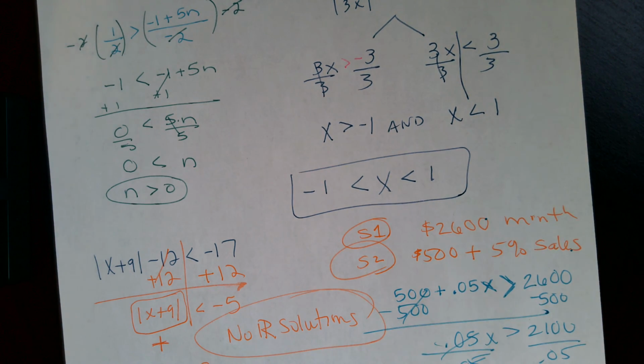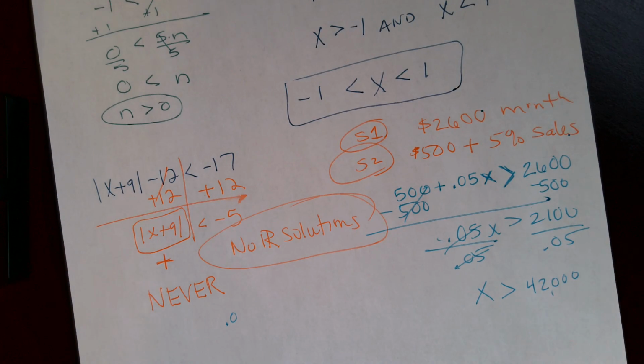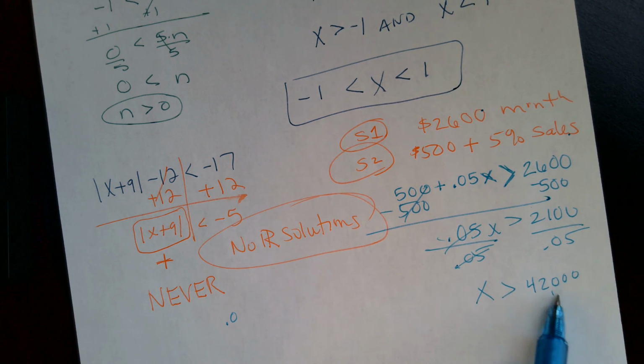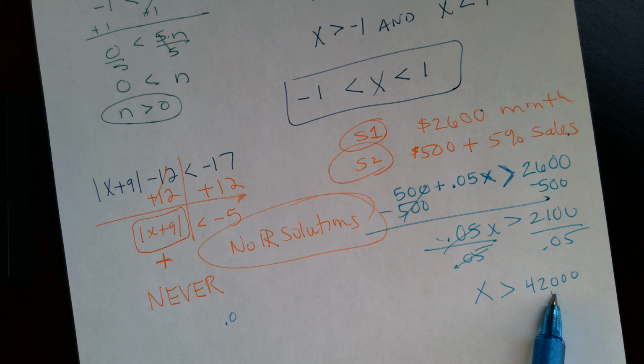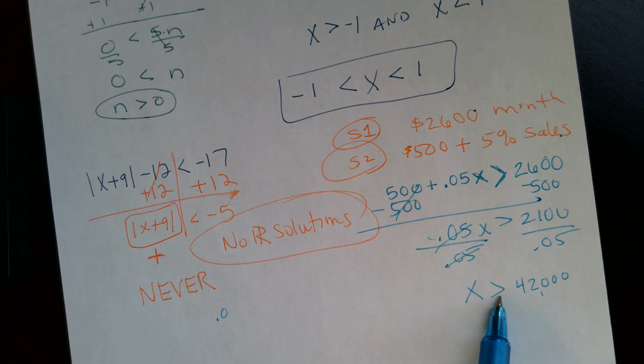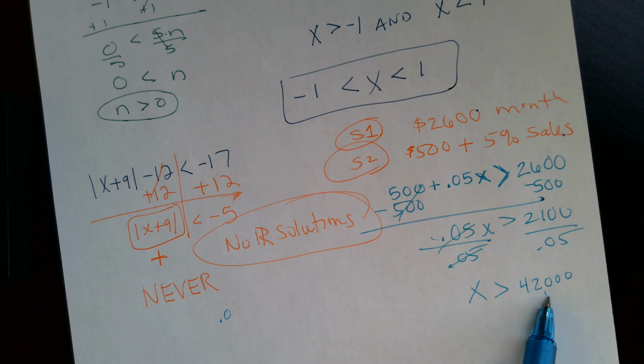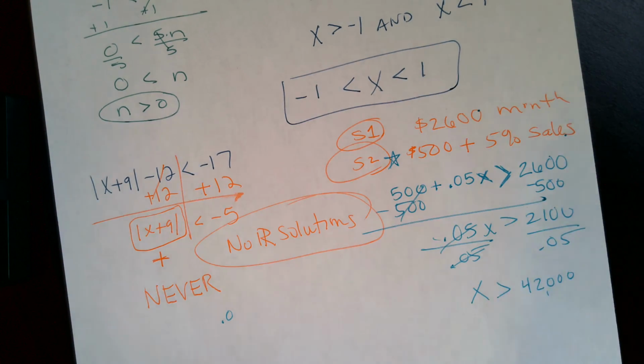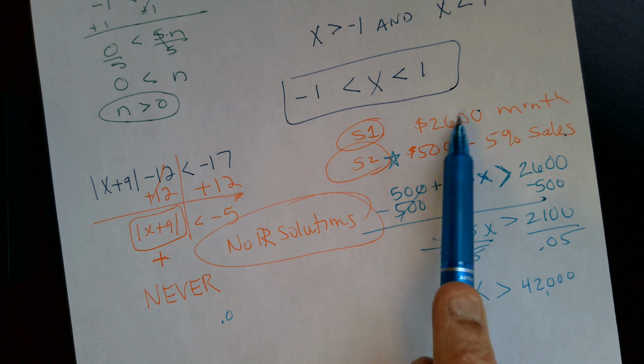That's what I came up with. Okay, so if the sales were more than $42,000, let's be clear, not equal, more than $42,000, this is the better job. If they're less than $42,000, that's the better job.